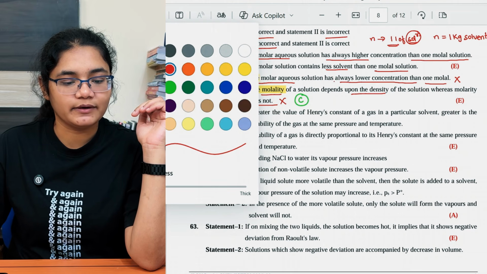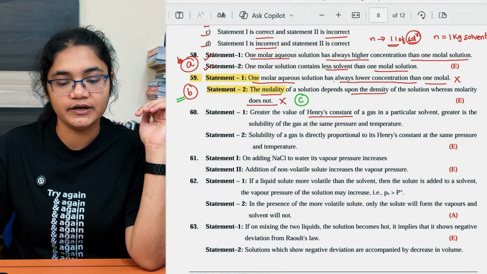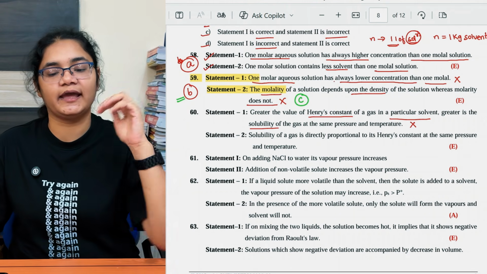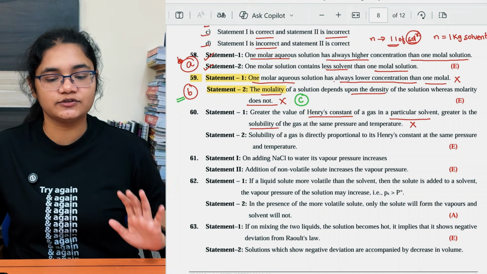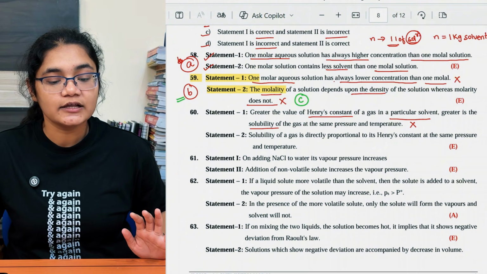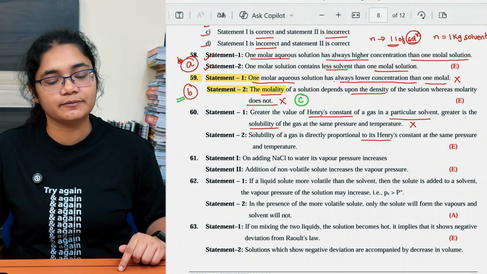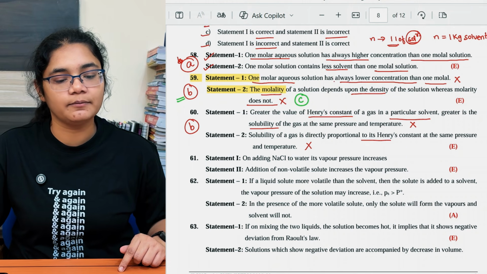Question 60 is, greater the value of Henry's constant in a particular solvent, greater is the solubility. This is incorrect. We know KH is inversely proportional to solubility. Greater the KH value, lower is the solubility. Next statement: solubility of a gas is directly proportional to Henry's constant. No, it is inversely proportional. So this is also incorrect. Both the statements are incorrect. So option number B here.